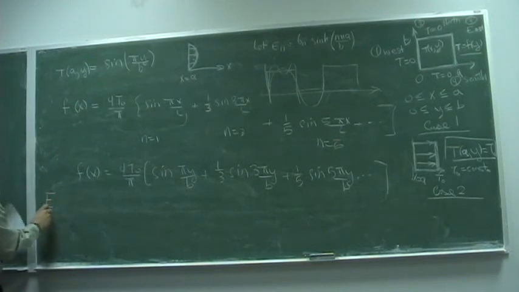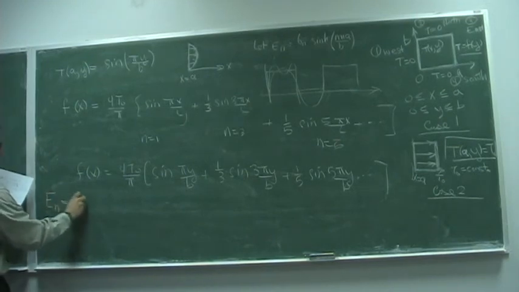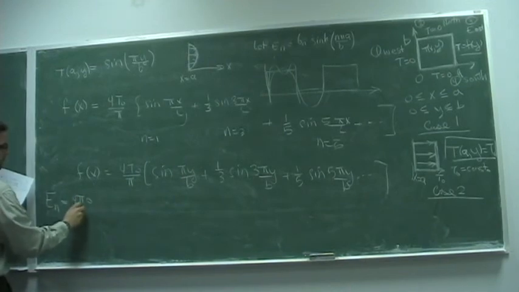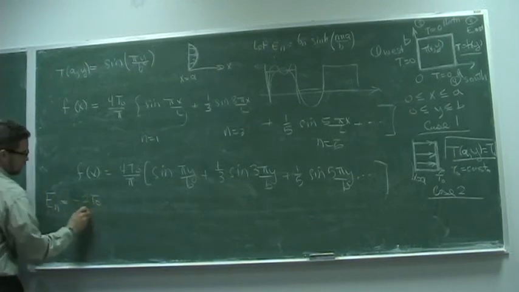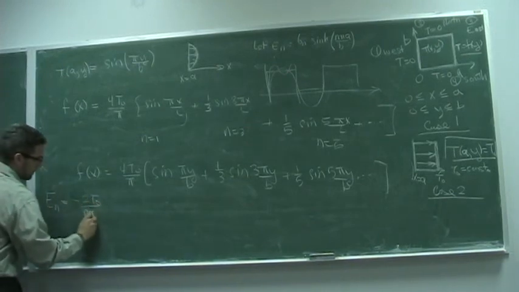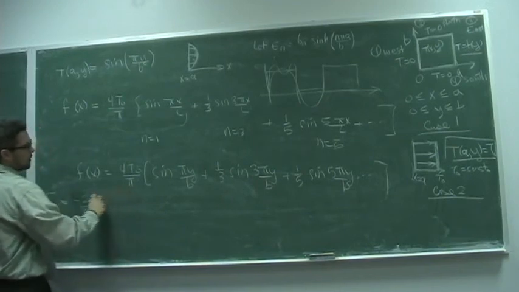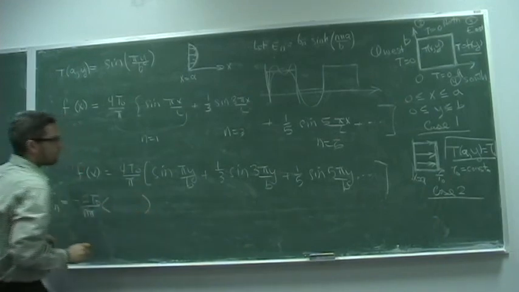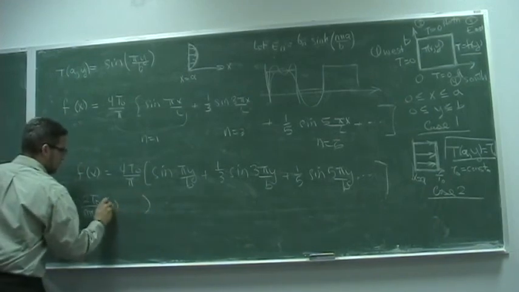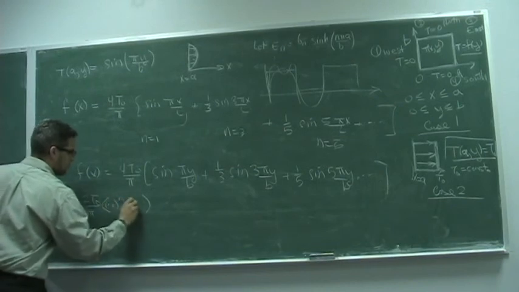If you remember what we wrote out before, E sub n was negative 2t0 over n pi times the quantity, and there was a quantity with signs and stuff in here, something like 1 squared, or n minus 1, but I won't go into all that.